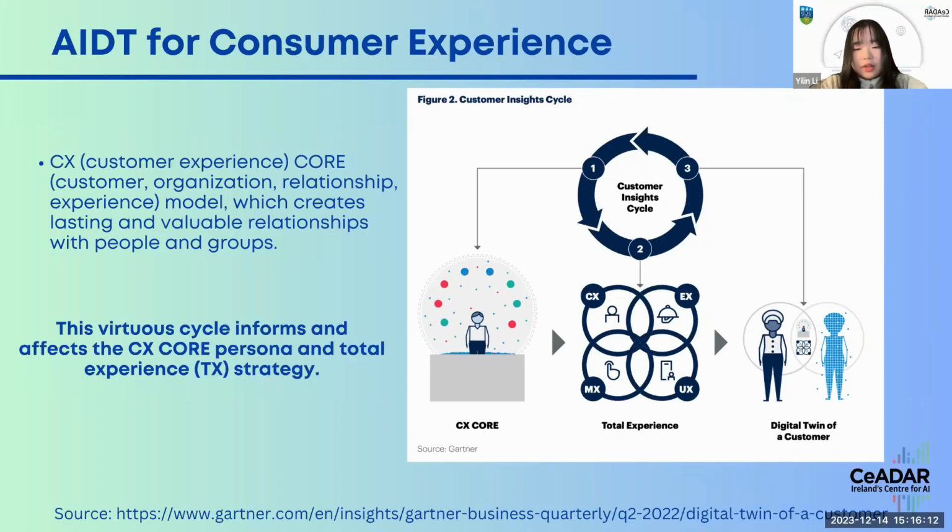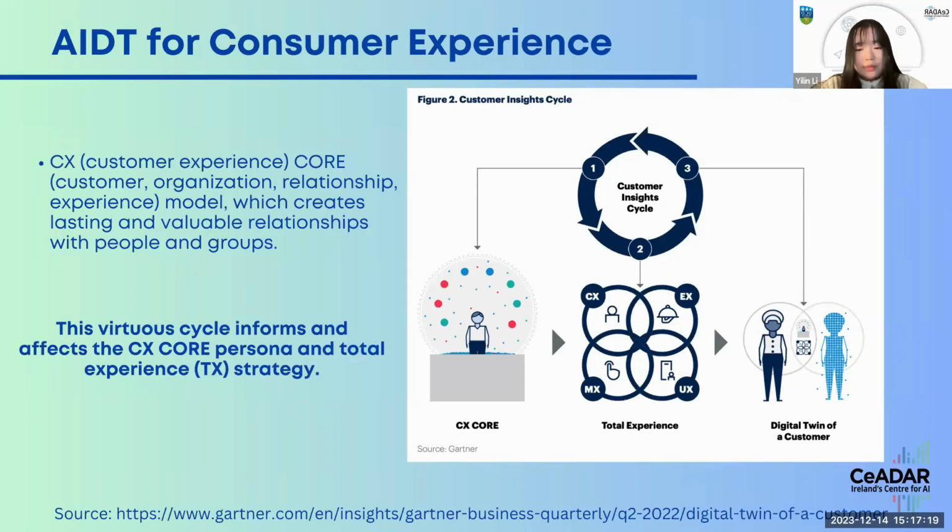The concept builds on the capabilities of the CX core. The customer experience core is the customer-organization relationship experience model, which creates lasting and valuable relationships with people and the group. This combined with the business strategy, the total experience, the TX, creates a superior shared customer and employee experience. So the CX core creates a persona for an individual, group, or machine to provide more insight into the right TX for the persona. So the TX, the total experience, maps out a superior shared experience journey for customers and employees, moving them to a better relationship stage.